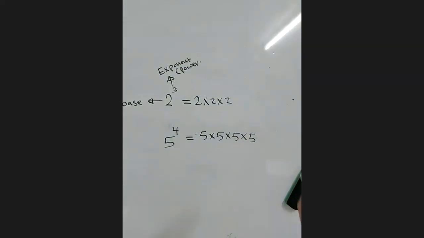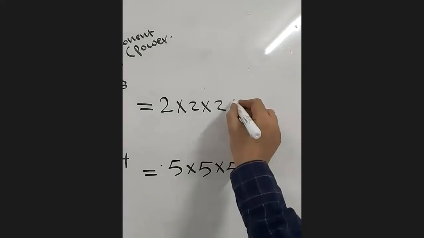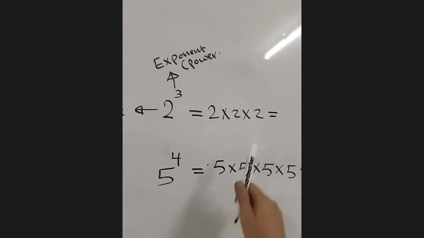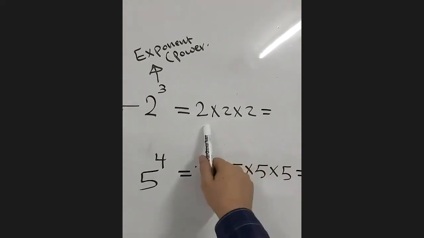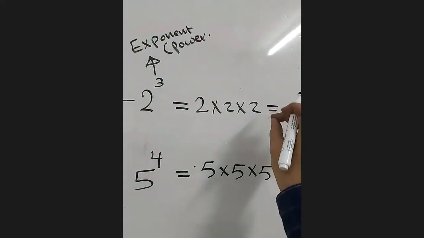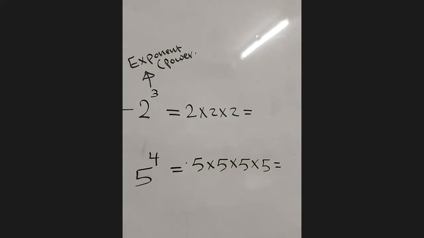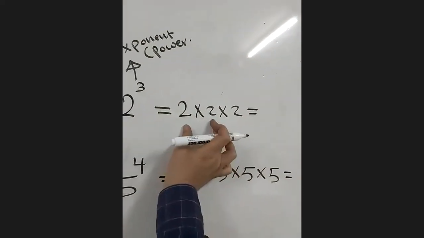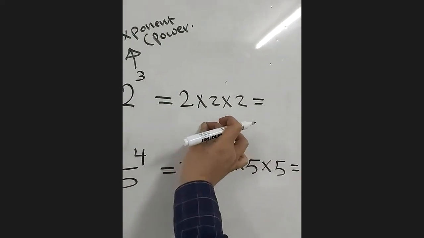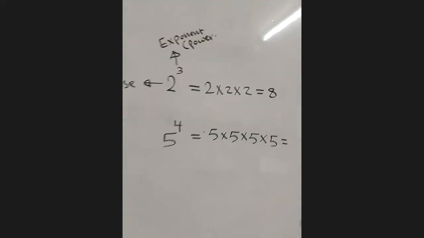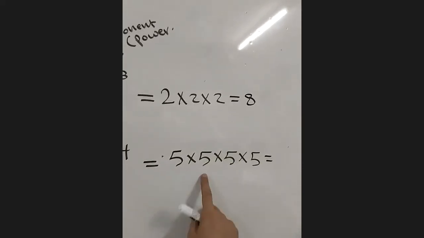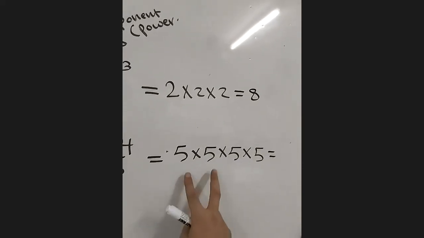Now to find the answers, we do normal multiplication. Let's find the answer of this. If we have 3 numbers, we multiply the first 2, then get the answer, multiply with the third one, and then get the final answer. Here, 2 multiply 2, 4. 4 multiply 2 is 8.